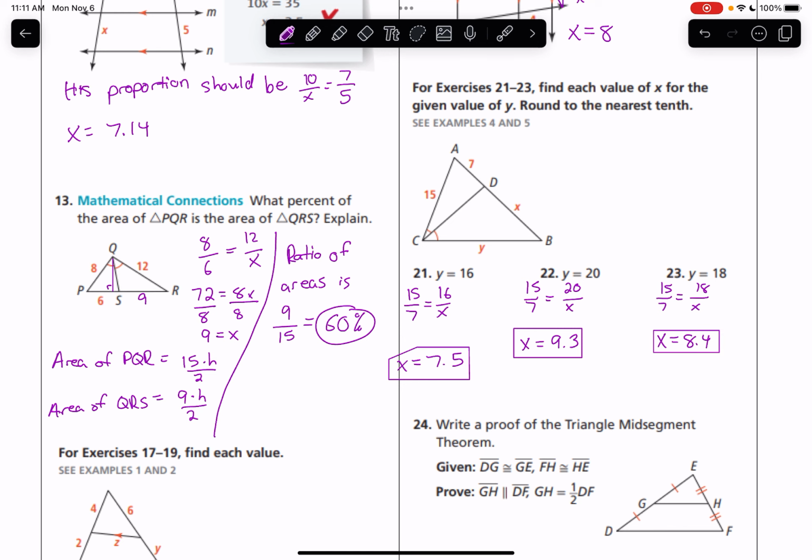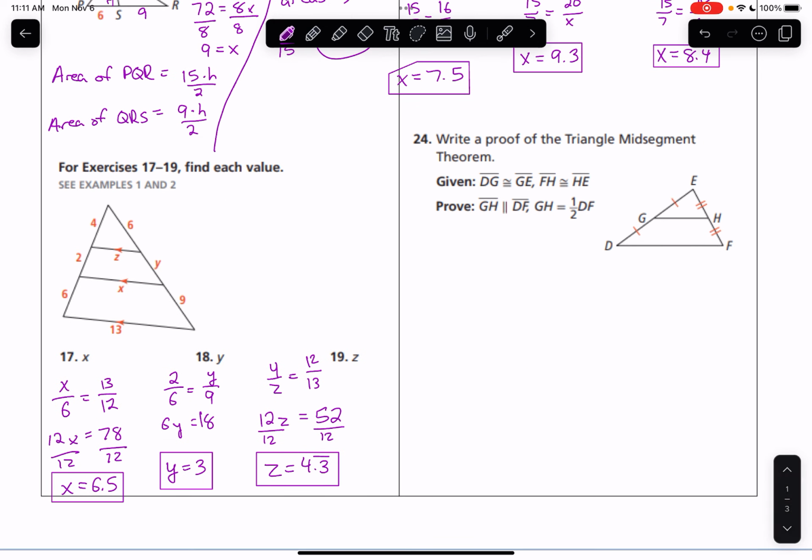All right. Number 24, write a proof of the triangle midsegment theorem. So the triangle midsegment theorem tells us that if DG is congruent to GE, so if we've split this side in half, and if EH is congruent to HF, so we've split this side in half, then that means two things. That means that GH is parallel to the base DF, and GH is half the length of DF. So I'm going to write a paragraph proof here, and I'm going to use triangle similarity to give myself this proof. So I'm going to start with given information.